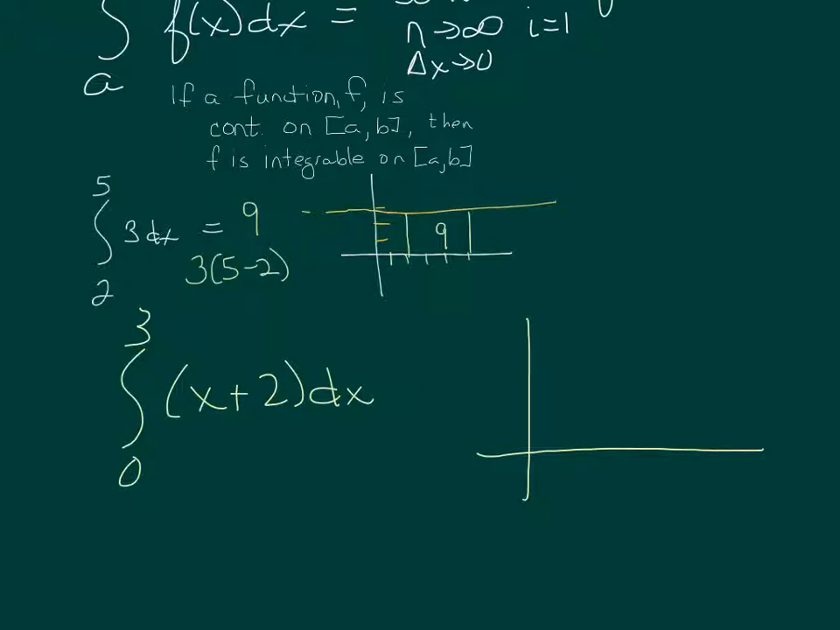Because it won't hurt us to get some practice at looking at these. We're going from 0 to 3. X plus 2 starts here. We go up 1 over 1.